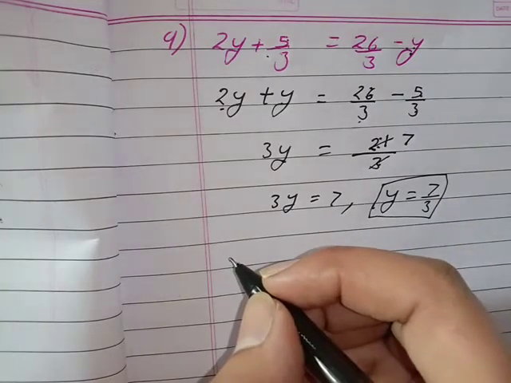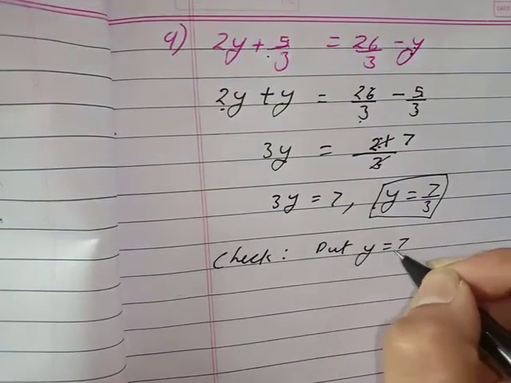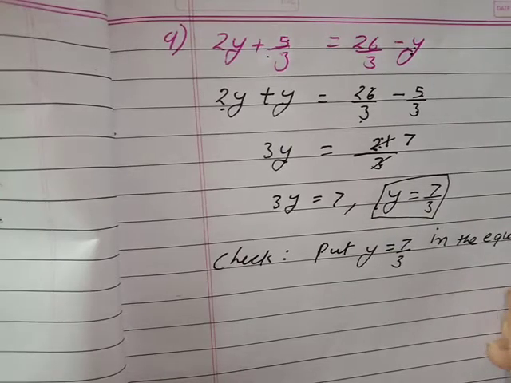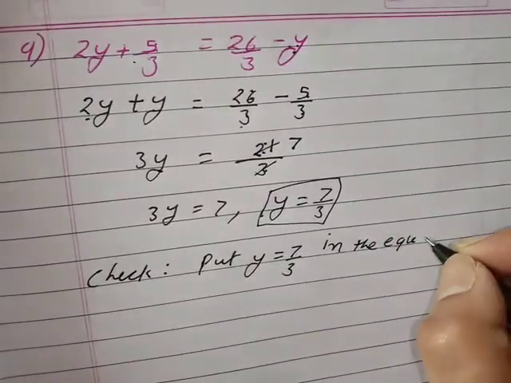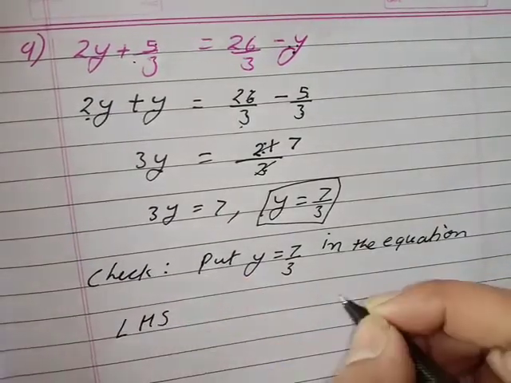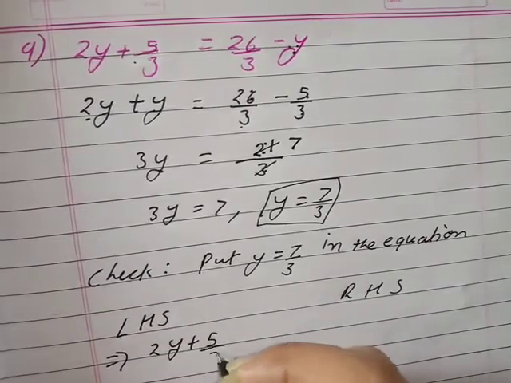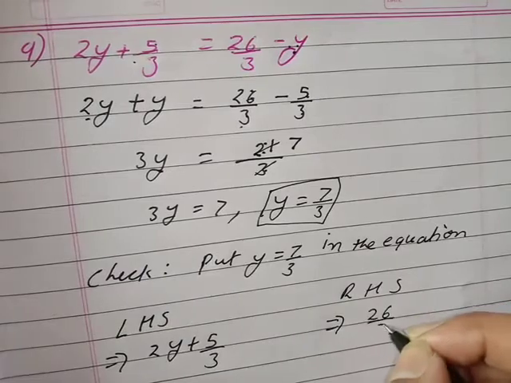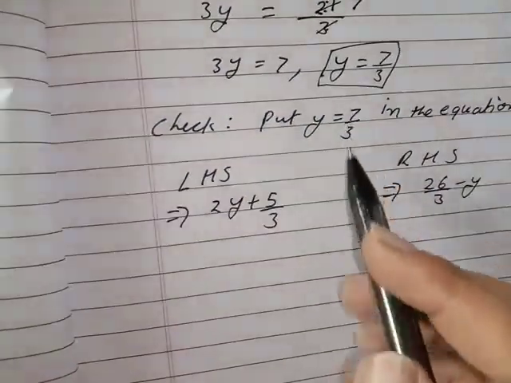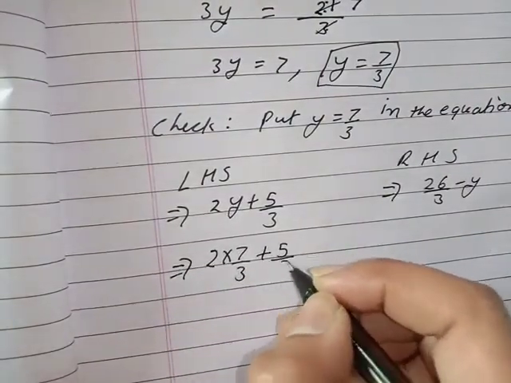Now we'll check. So put y equal to 7 upon 3 in the equation. First we'll put it into the LHS, then we'll put it into the RHS. So our LHS is 2y plus 5 upon 3, and our RHS is 26 upon 3 minus y. Now put the value of y, which is 7 upon 3. So 2 into 7 upon 3 plus 5 upon 3.